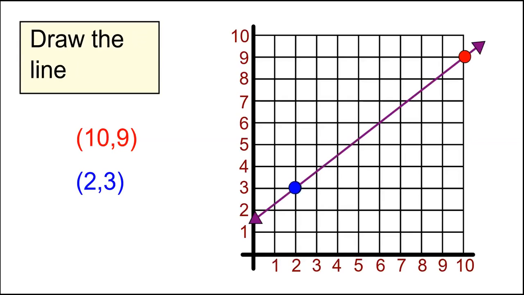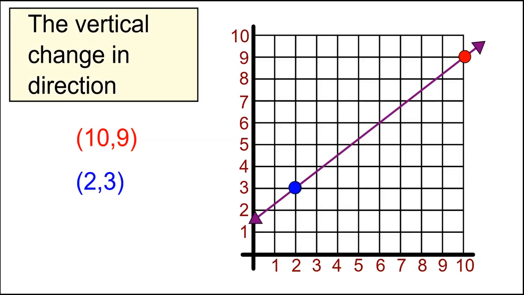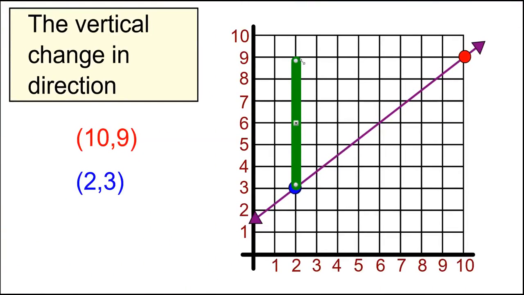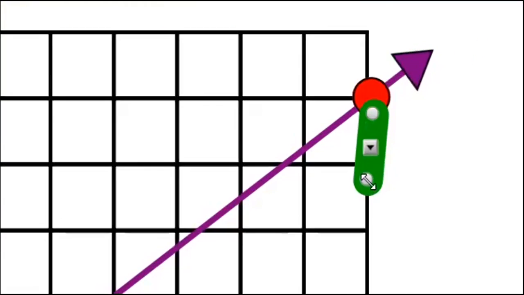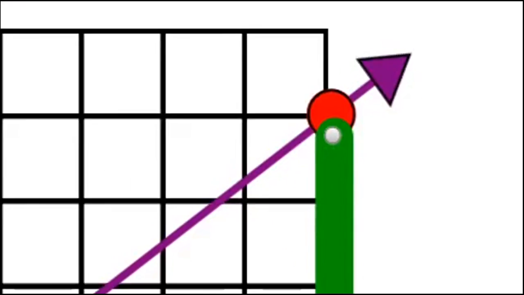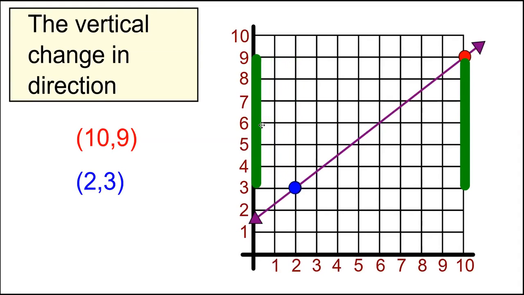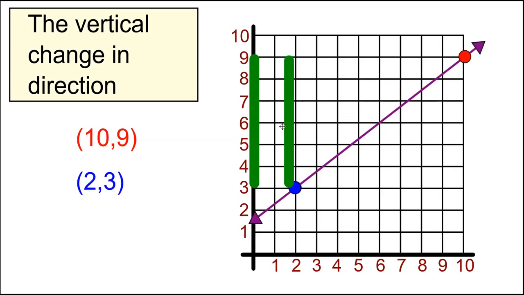Let's draw the line between the 2 points and talk about the vertical change in direction between these points. We can start at this point and go up a total of 6 spaces to get a vertical change in direction of 6. Or we could start at the other point and go down to get a vertical change in direction of -6. Let's translate both of these segments over to the y-axis like that.